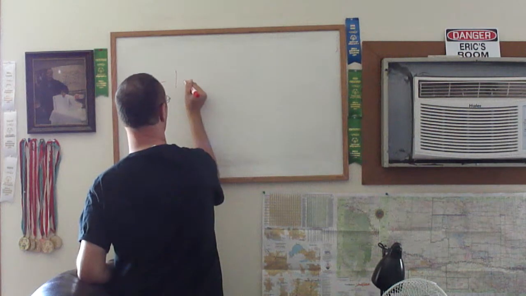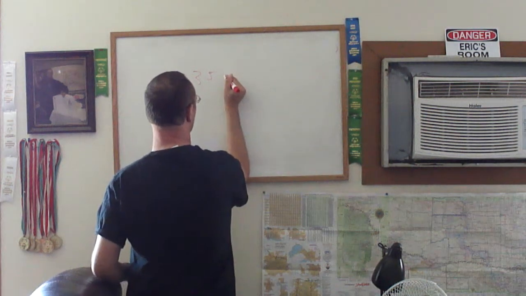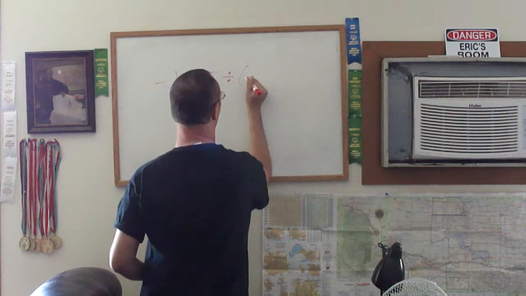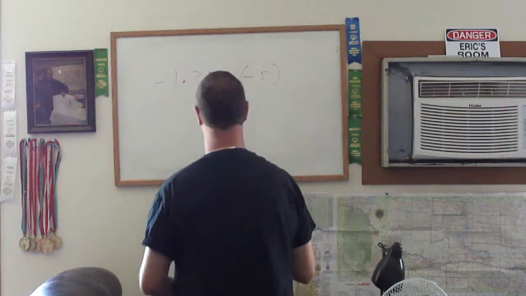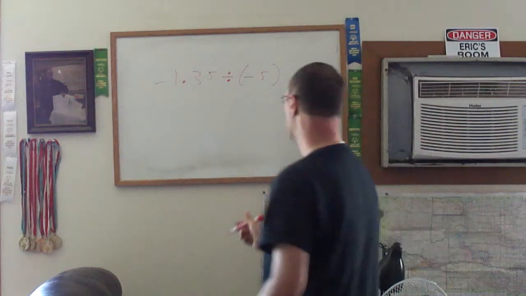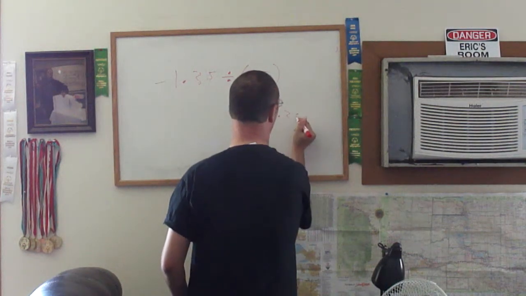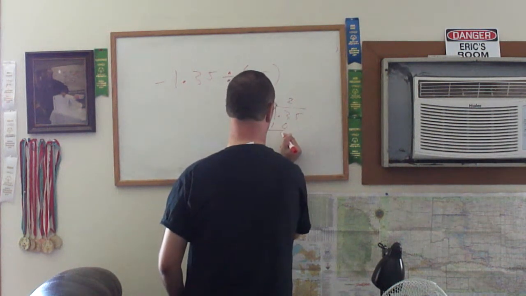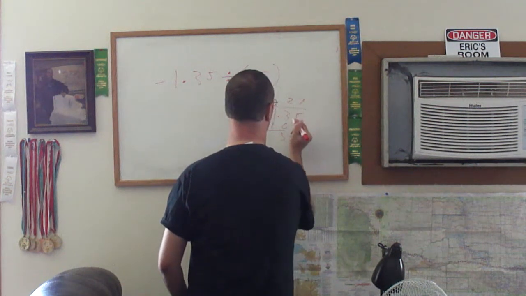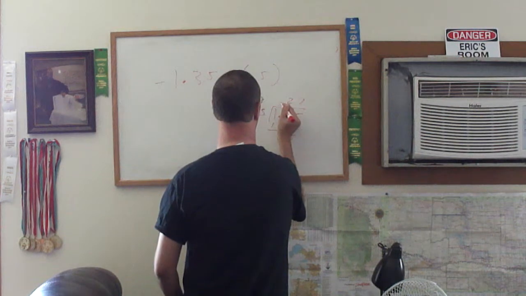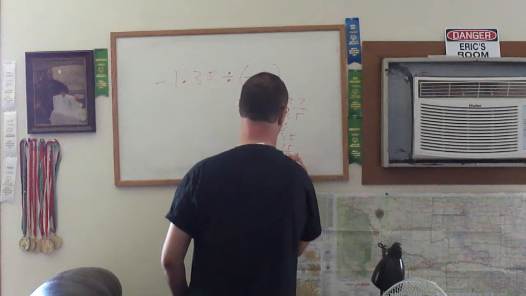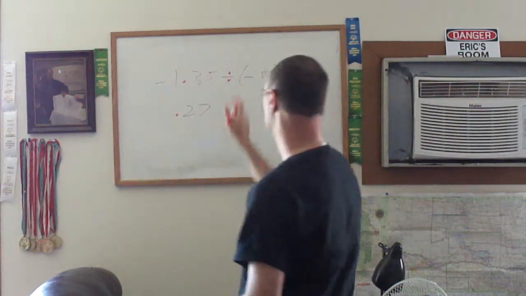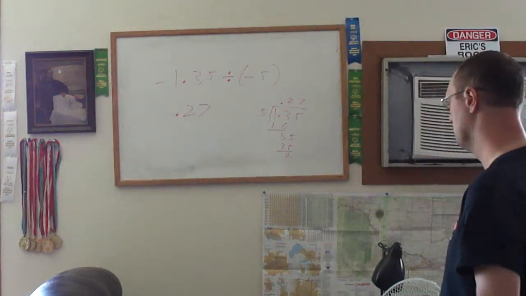A negative 1 and 3,500 divided by negative 5. The answer is 0.700. And if both are negative, that would be positive for sure.